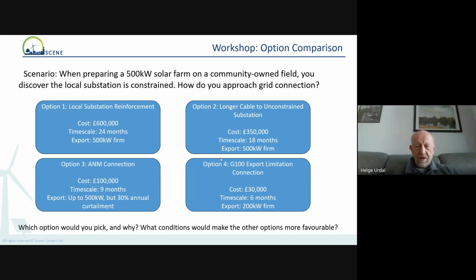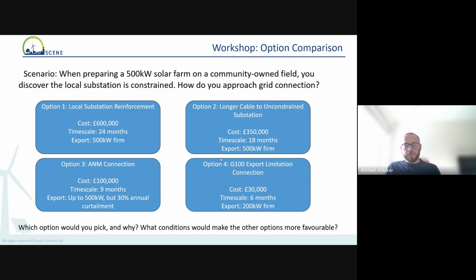And we don't know whether the constraints are local or even part of the national ones, or higher voltage constraints. Well, the constraint in this situation is related to the local substation that you would otherwise connect to, to secure the power export to the grid. Okay.